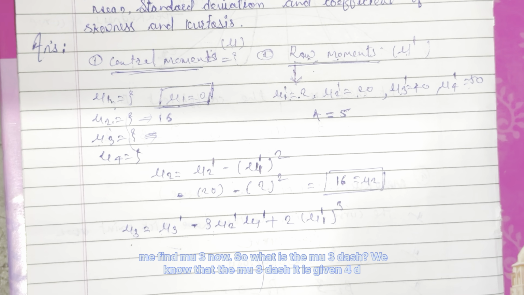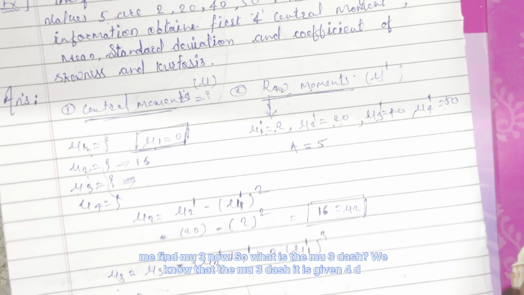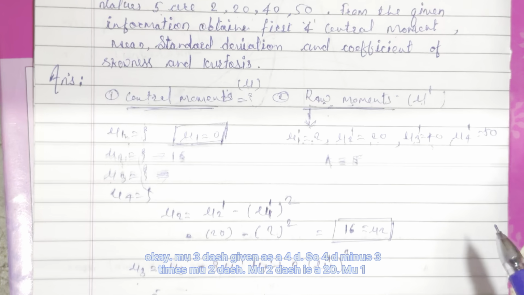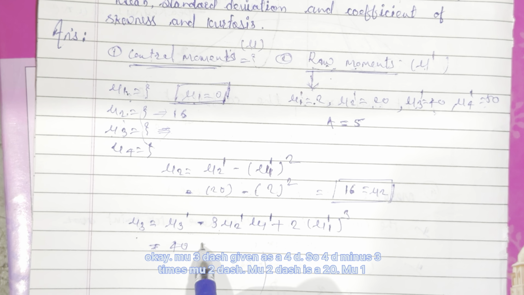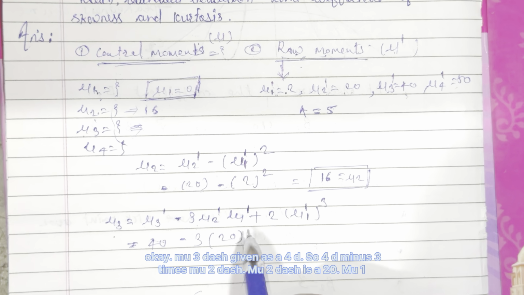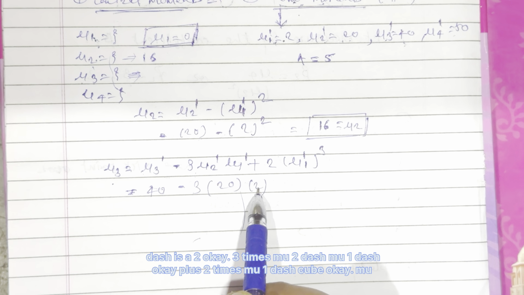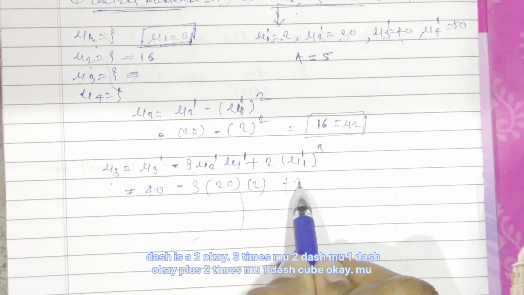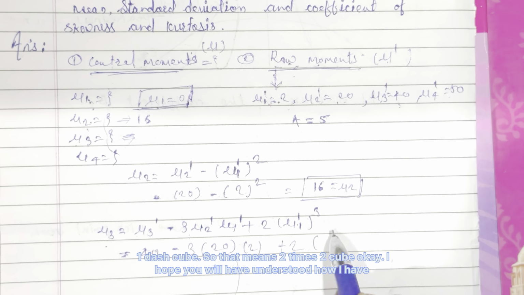Let me find mu3 now. So what is the mu3 dash? We know that mu3 dash is given as 40. So 40 minus 3 times mu2 dash; mu2 dash is 20, mu1 dash is 2. 3 times mu2 dash mu1 dash, plus 2 times mu1 dash cube. Mu1 dash cube, that means 2 times 2 cube.